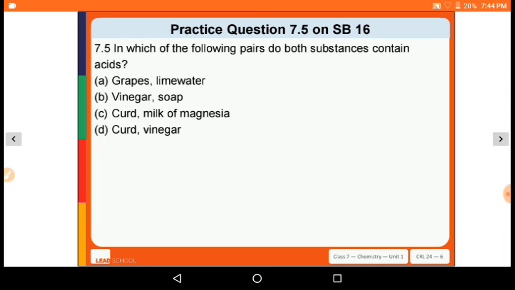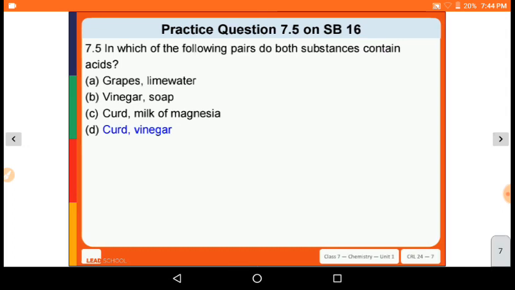And the last is, in which of the following pairs do both substances contain acid? So यहाँ पे आपको चार ऑप्शन दिए. फर्स्ट ग्रेप्स एंड लाइम वाटर, विनेगर एंड सोप, कर्ड, मिल्क एंड मैग्नीशिया, कर्ड एंड विनेगर. किसके अंदर एसिड रहेगा? So the correct option is D. Curd and vinegar is the correct option.